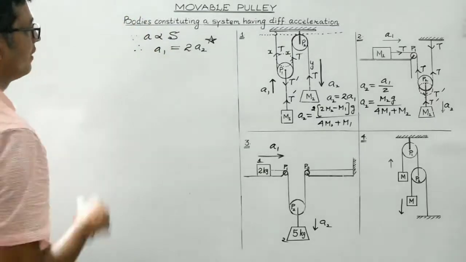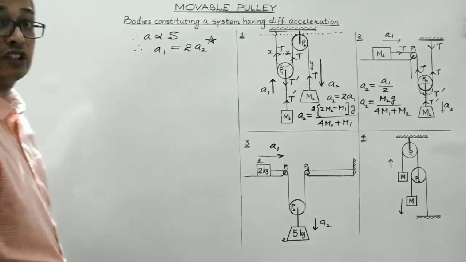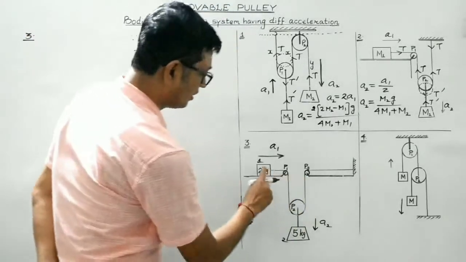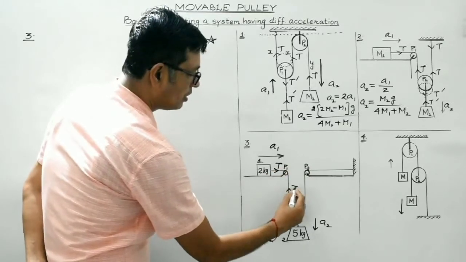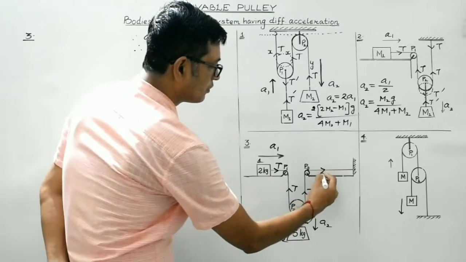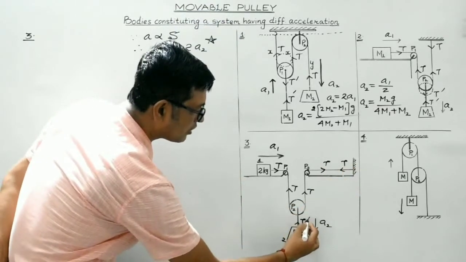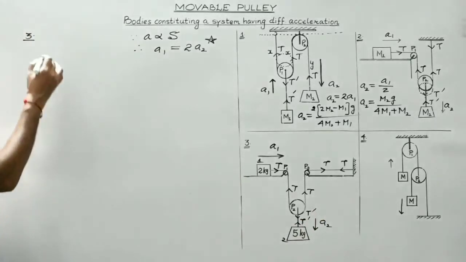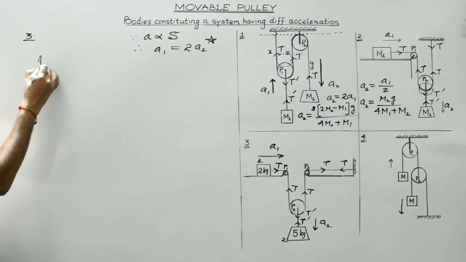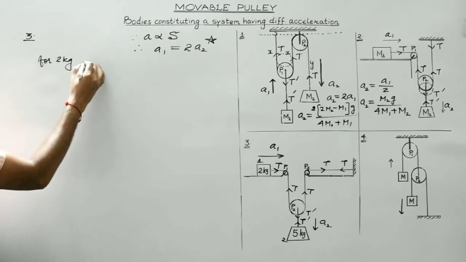Okay. Now let's try to draw the free body diagram, right? This is the single string, so this may be considered to be tension. Tension will be the same. Okay. This is another string, so the tension will be T dash. Let's consider the equation for the body of mass 2 kg. For the 2 kg body, this is it.